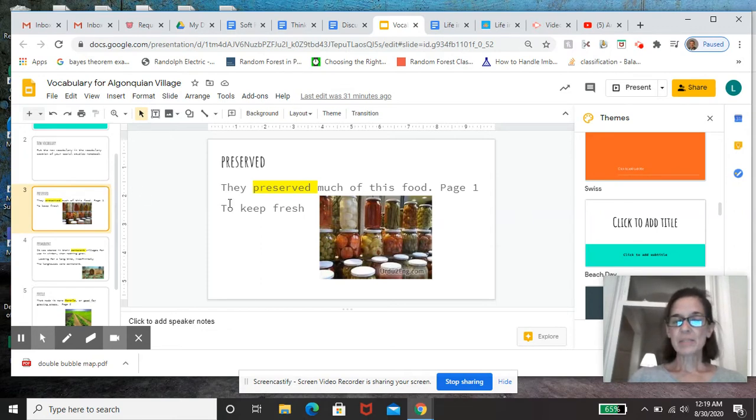So like sometimes now we can our food to keep it fresh, but you're going to read to find out about ways that they preserved their food to keep it fresh. Okay, so put preserved in your notebook and to keep fresh. You might want to draw a picture of a jar of food to help remind you.